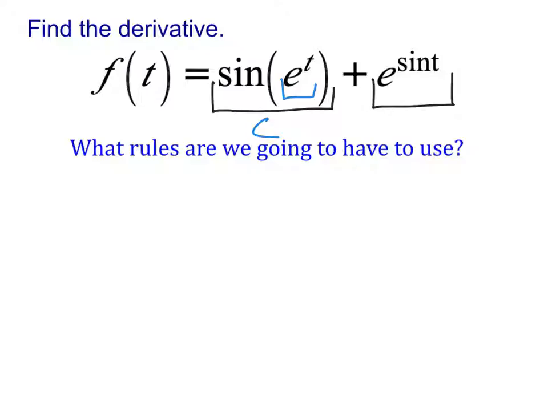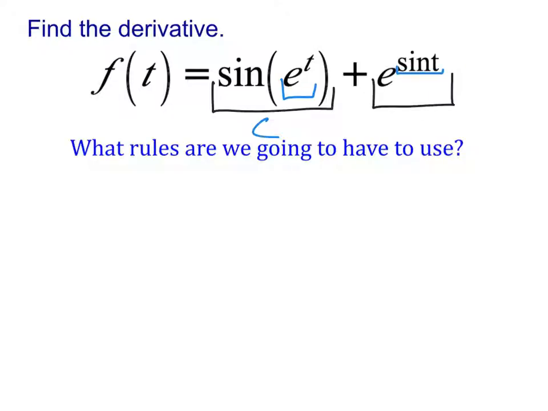Okay, for the second one now, e to the sine of t. What rule am I going to need to use there? Well, it looks like maybe chain rule again. What's the inner function for this second part? This is the part that sometimes we have trouble with. Yes, you're right there already. It is the sine of t.